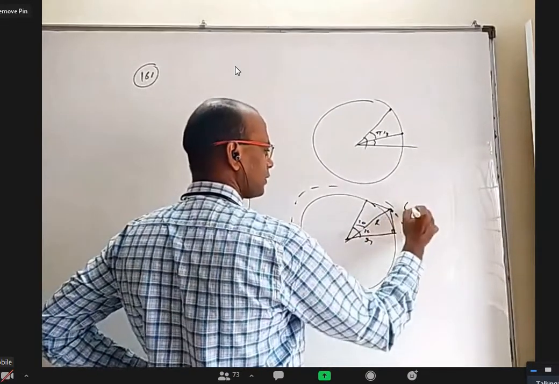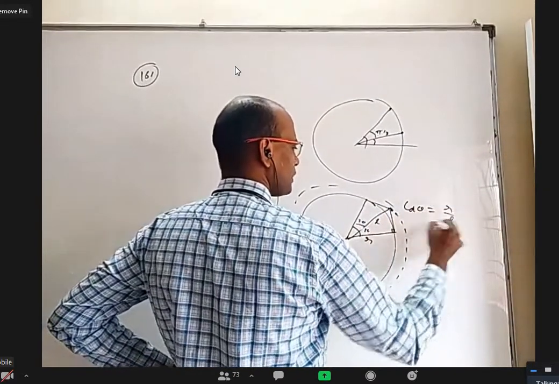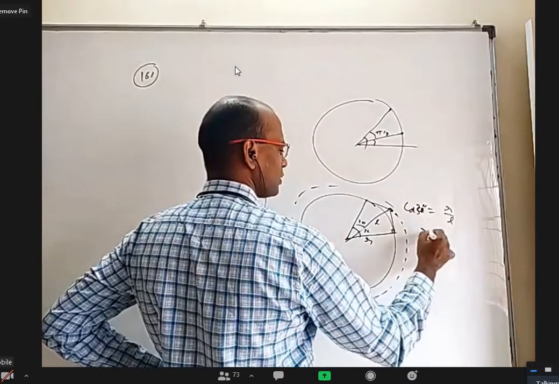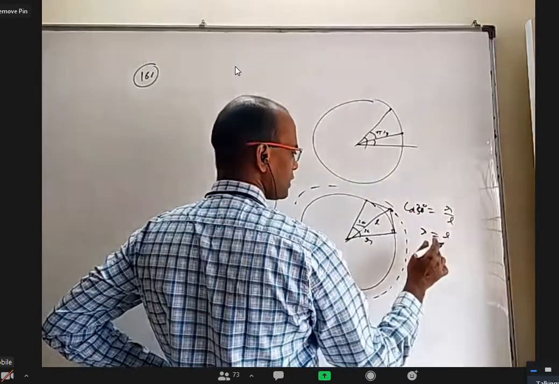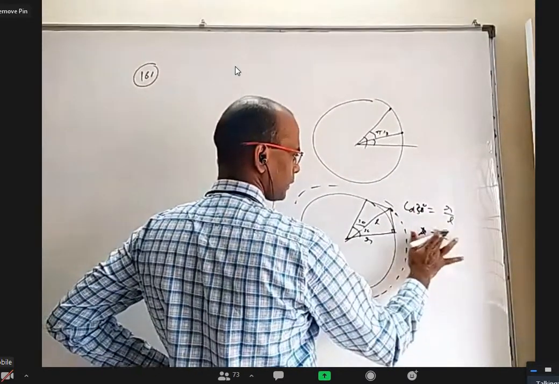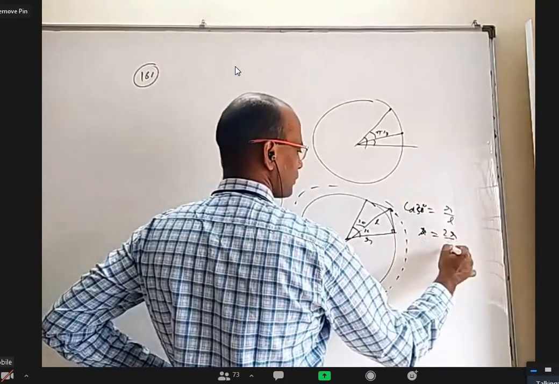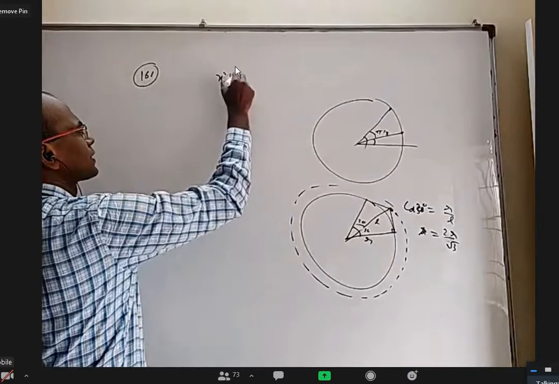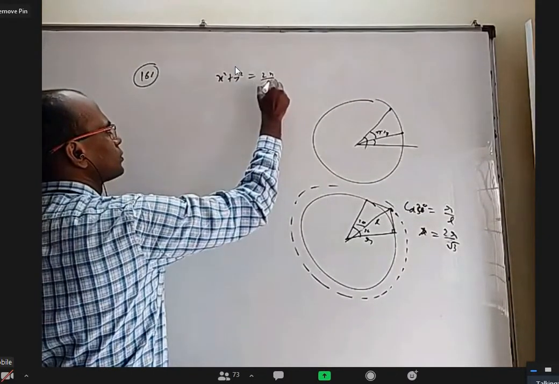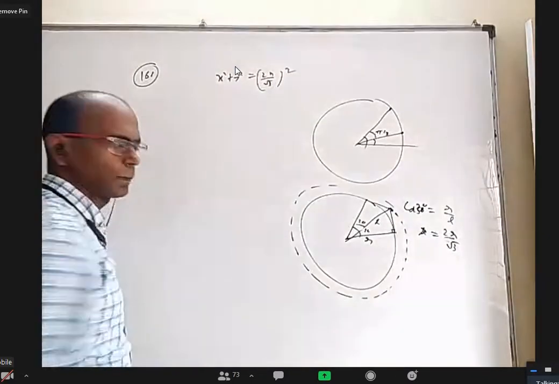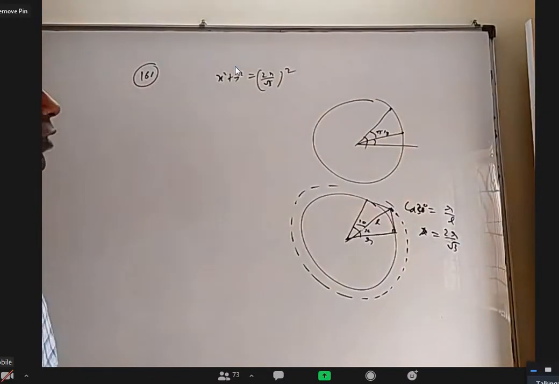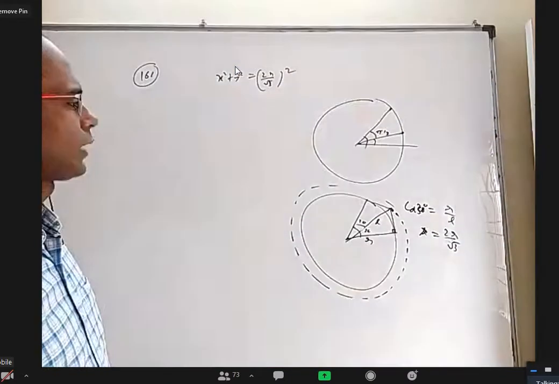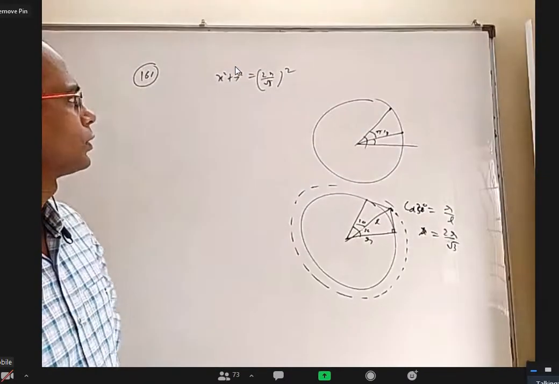If I take cos 30 degrees equal to r by l, so l is equal to 2r by root 3. So this length is 2r by root 3, which means the equation of this circle is x square plus y square equal to 2r by root 3 whole square. This is one method directly from the figure. Is it okay?